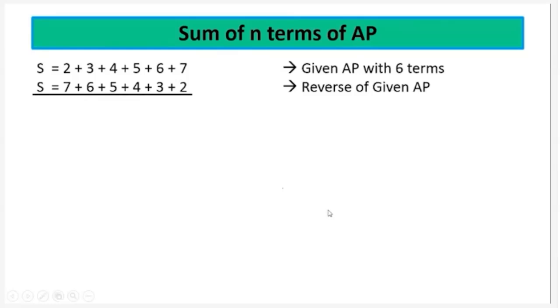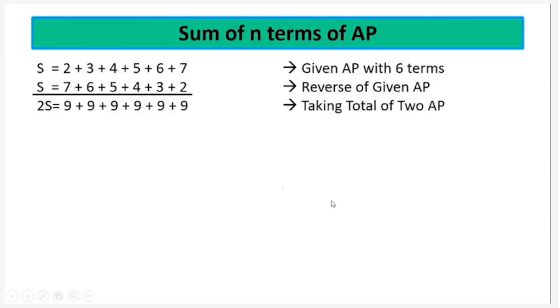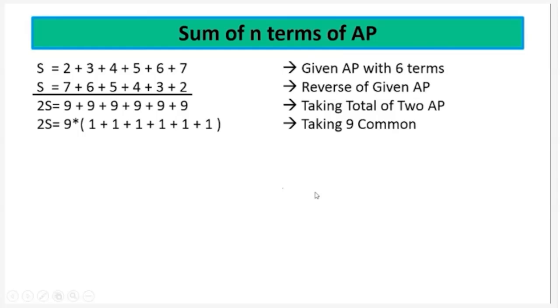On the left hand side, it becomes S plus S, that is 2S. 2S is equal to 2 plus 7, 9, plus 3 plus 6, 9, and so on, 9. Taking the total of the 2 APs, the normal and the reverse one, you get 2S is equal to, taking 9 common, 9 into (1 plus 1 plus 1 plus 1 plus 1 plus 1). Agreed? The next, 2S is equal to 9 into 6. Flipping them, 6 into 9.